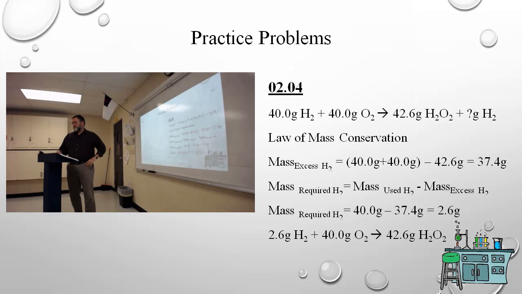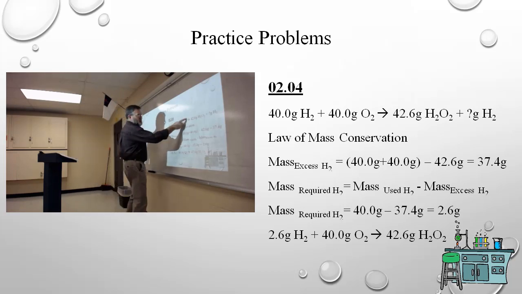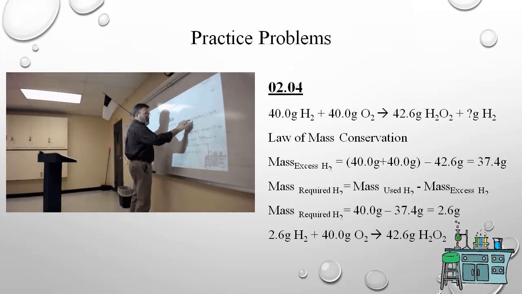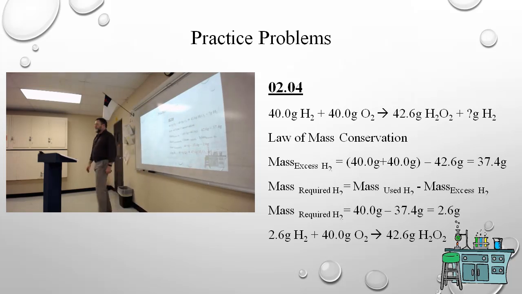Now, this is a long way to go about this. After a while, this will become obvious to you, hopefully, in that I say, okay, all of this was used up. 40 grams of oxygen was used up, and it produced 42.6 grams of this. How much of this did I need? 42.6 minus 40 is 2.6.